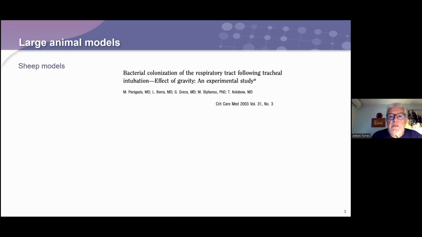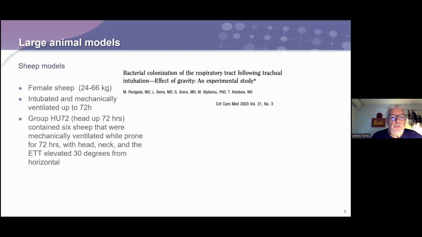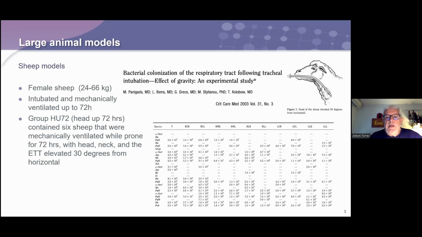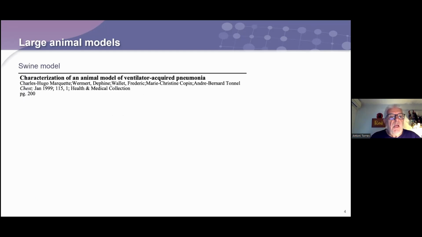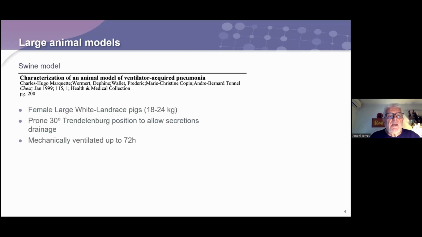The group of Kolobov, Gianluigi Livaggi and Mauro Panigada performed studies in sheep, trying to see if the prone position versus semi-recumbent position prevented ventilator-associated pneumonia. The problem with sheep is that they regurgitate a lot, they are ruminants, and then they stopped, I think, doing this type of investigation in sheep. You can see the details. I'm not going through that, but the studies were important to know that we cannot use these animals to study ventilator-associated pneumonia.